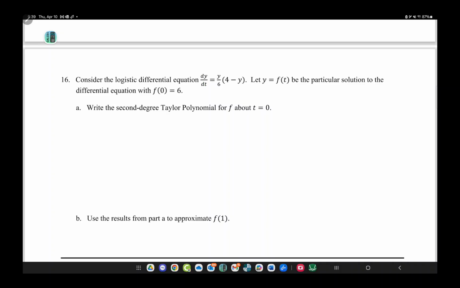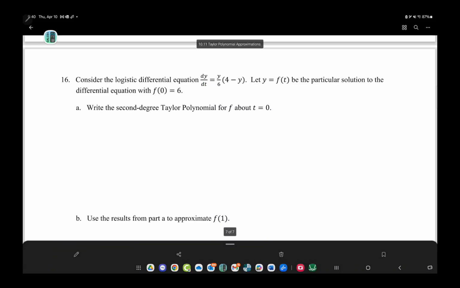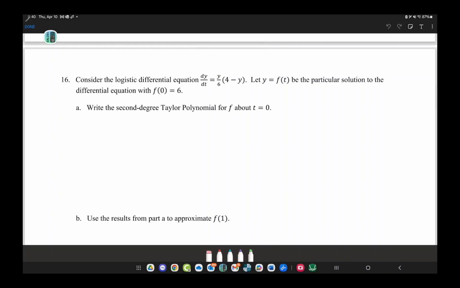So, in order to do the Taylor polynomial for second degree, which just means we have how many terms? 3. So we have f of 0, now this is centered around 0, plus f prime of 0 times x, plus f double prime of 0, x squared over 2, right? Now, nice thing is, this gives me f of 0. f of 0 is what? 6.